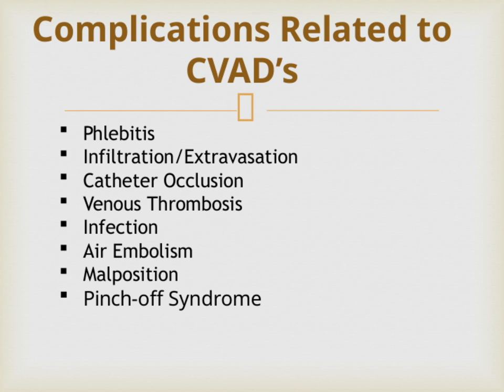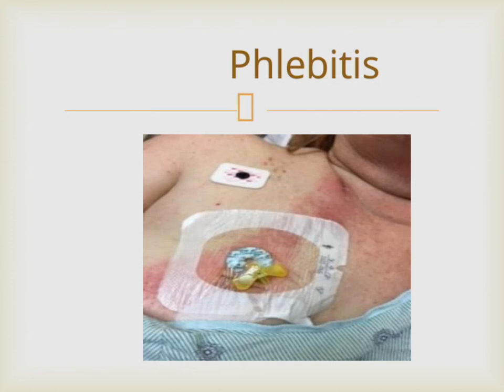Pinch-off syndrome occurs when the catheter is compressed between the clavicle and first rib, which can lead to catheter fracture. Overall, understanding these potential complications helps us better prevent, identify, and manage issues to ensure safe and effective patient care with CVADs. Let's talk about phlebitis.